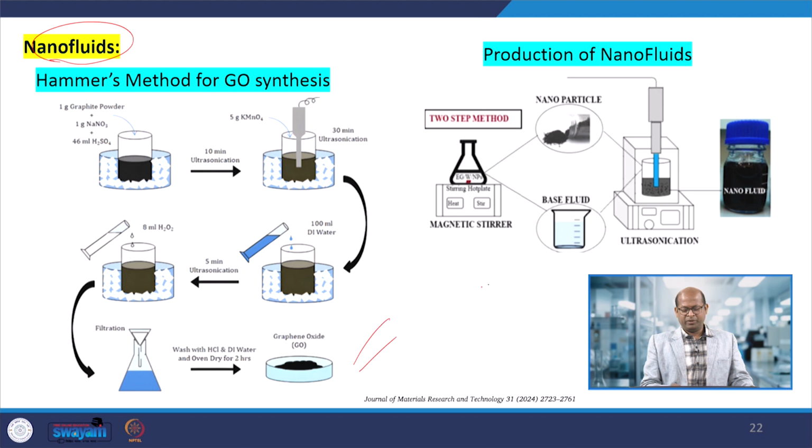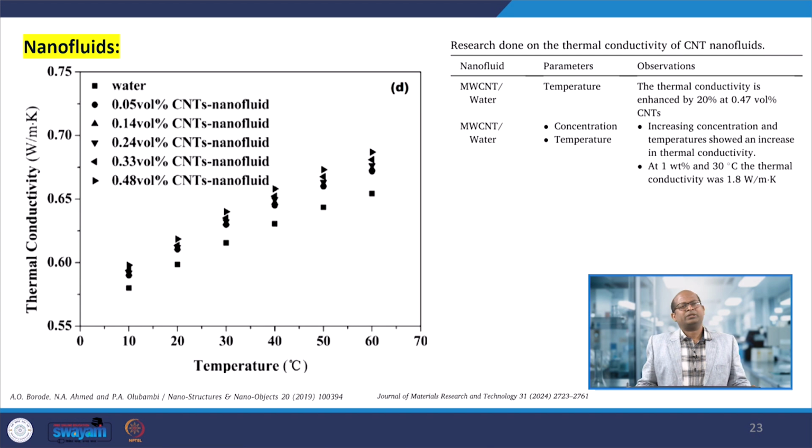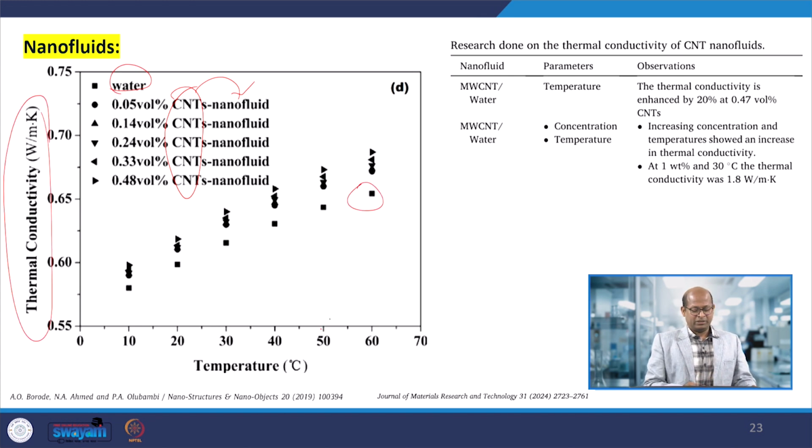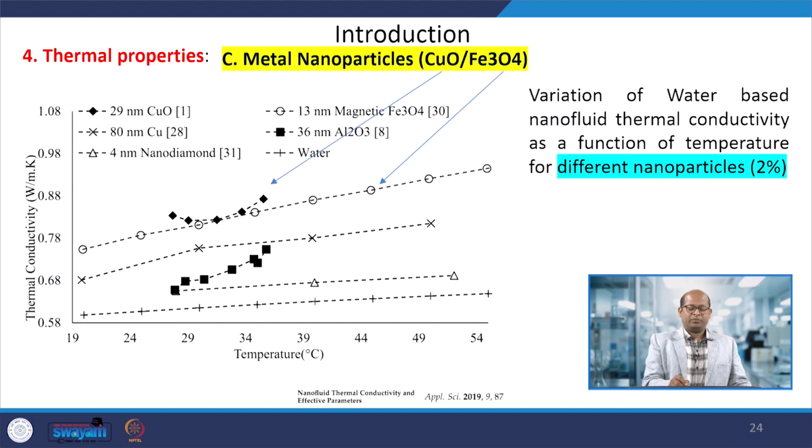Here I am showing how we can prepare nanofluids, graphene oxide synthesis and nanofluid preparation, and later we will discuss more details. Here is one set of experimental results I am going to show: the effect of nanomaterials, CNT used in nanofluids. The base fluid is water, and you can see the thermal conductivity on the y axis. As the concentration of CNT is gradually increased, the thermal conductivity also increases. Different metal oxides can also be used to increase the thermal conductivity with the base fluid. Here the base fluid is water, and you can see the thermal conductivity is very low.